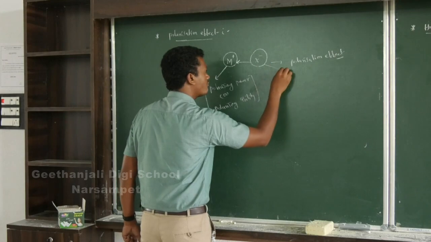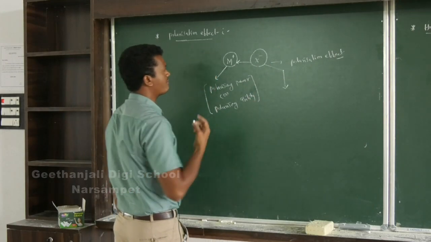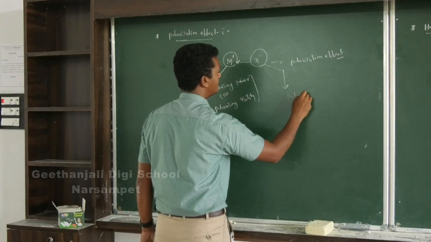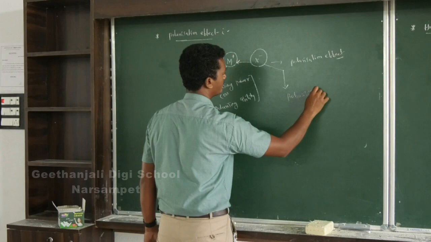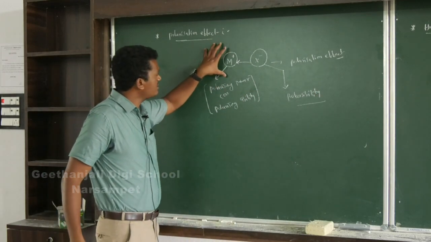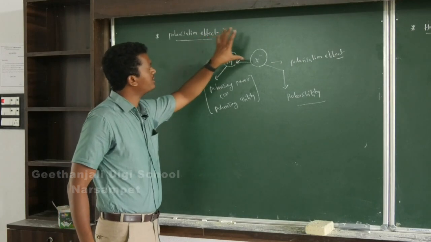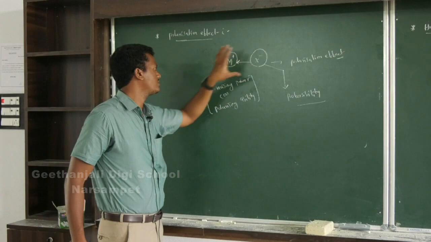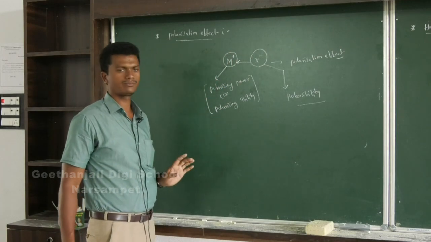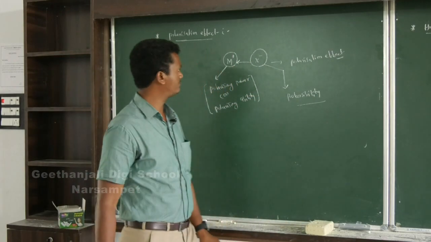The tendency of distortion of electron cloud of anion by metal ion is called polarizability. This is polarizability, and the capacity of metal ion to distort the electron cloud of anion is called polarizing power or polarizing ability. This process is called polarization effect.